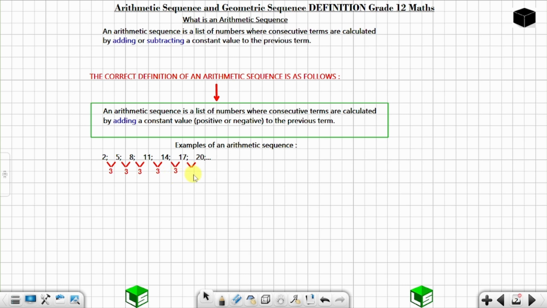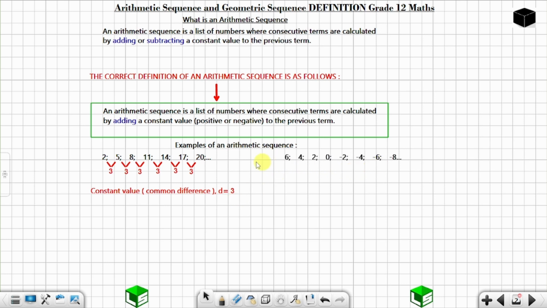Okay, 5 minus 2, 3. 8 minus 5, 3. 11 minus 8, 3. 14 minus 11, 3, and so on. So, 3 is the constant value, which is known as the common difference. The common difference between the terms in this example is 3.